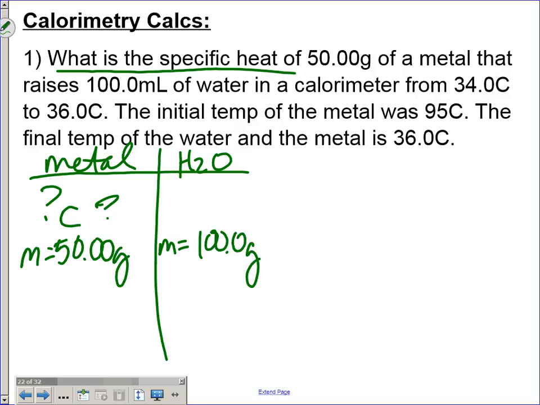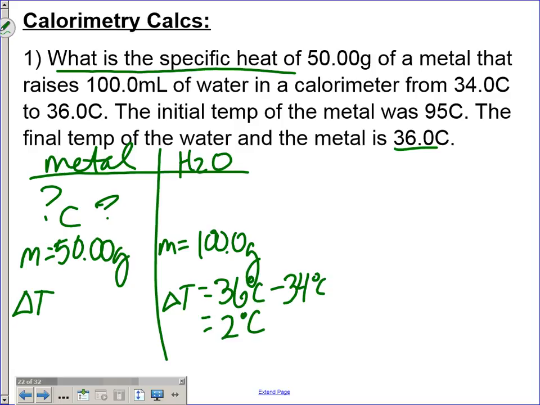Change in temperature of the water is. Well, what's my final? Final is 36. And my initial is 34. So T final minus T initial gives me 2 degrees C. And then what's my metal's initial temperature? 95, okay. And my final temperature of my metal is 36, because they always come to something called thermal equilibrium, which means that they end at the same temperature. Thermal equilibrium means they end at the same temperature, which happens to be 36 in this case.